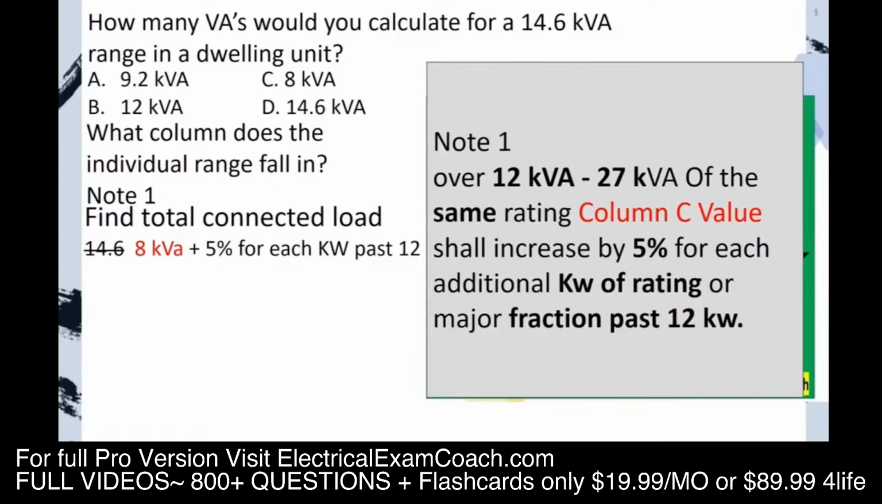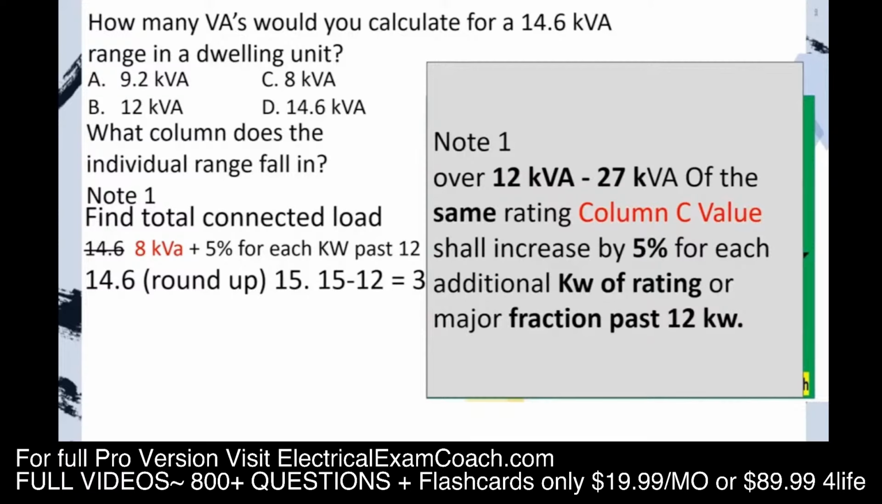It wants us to increase that number by 5% for each kW we are past 12. Well, we're 14.6 past 12. And what the code states is that you're going to increase it for each kW past 12 or major fraction thereof. That's just a fancy way of saying if it's 0.50 or greater, you're going to round up. If it's 0.49 or less, you're going to round down. Well, in this case, we're 0.6, so we're going to round up to 15 kVA.